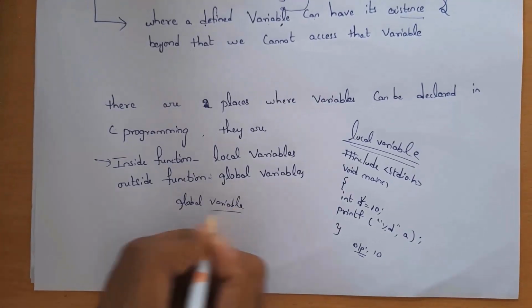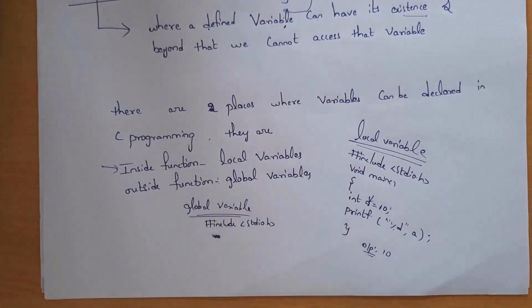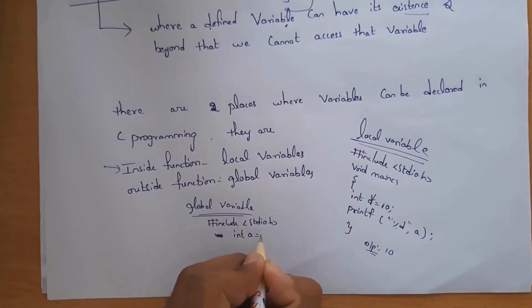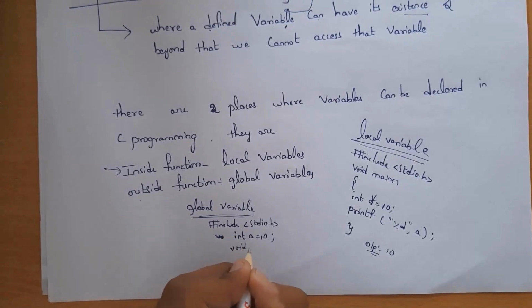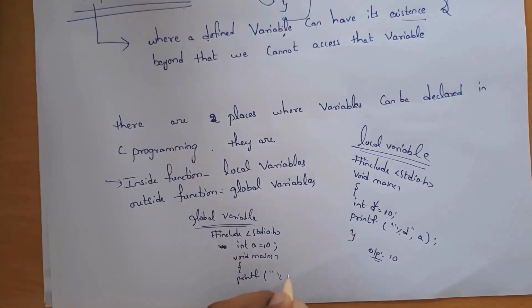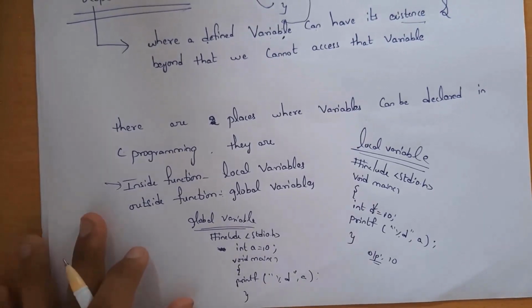Same program which I wrote before. At first I wrote #include <stdio.h>. After that I wrote int a = 10. Here I am declaring the variable outside the function, so we call this a a global variable. After that you need to write void main. Inside void main you need to write printf("%d", a). By writing this program you will get output as 10.